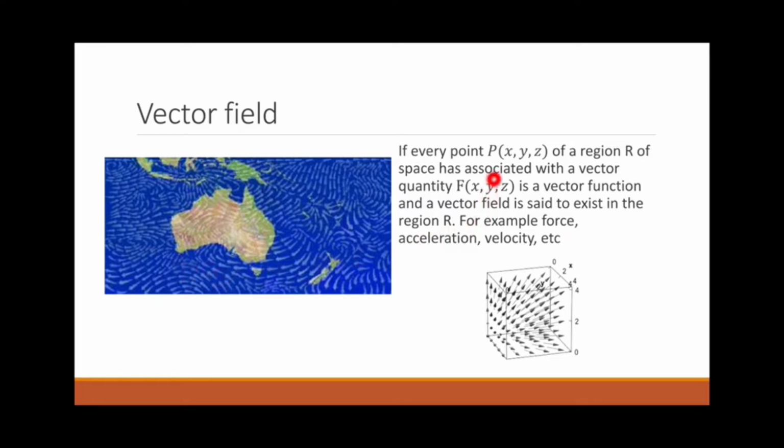Okay, if every point x, y, z of region R of a space is associated with a vector quantity, it is a vector function, and a vector field is said to exist in the region R. For example, such as force, acceleration, velocity. This is an example in 3D for x, y, and z.